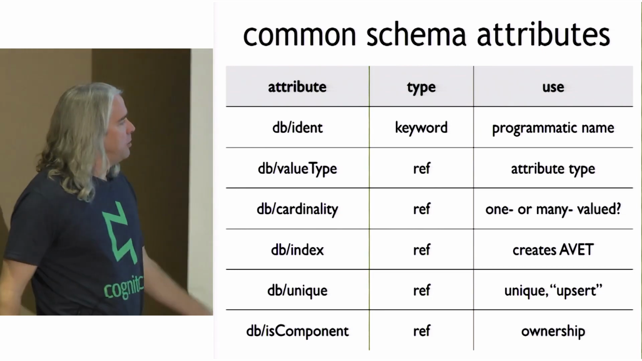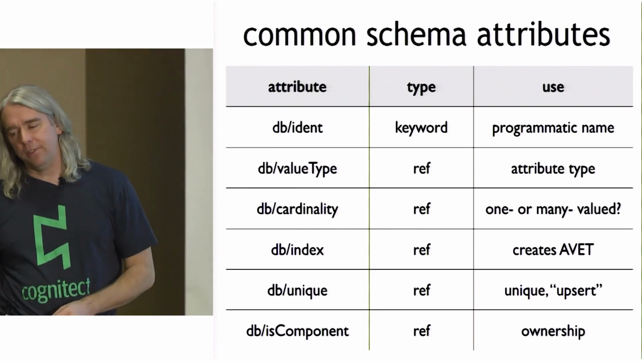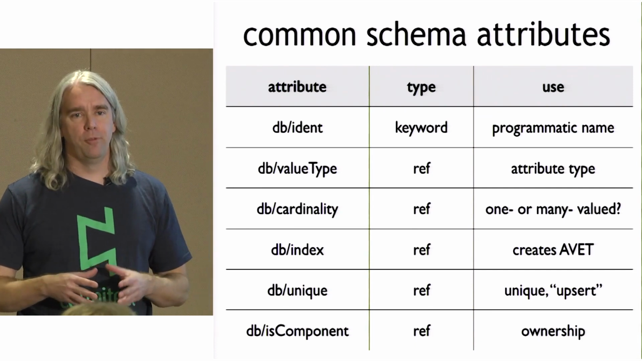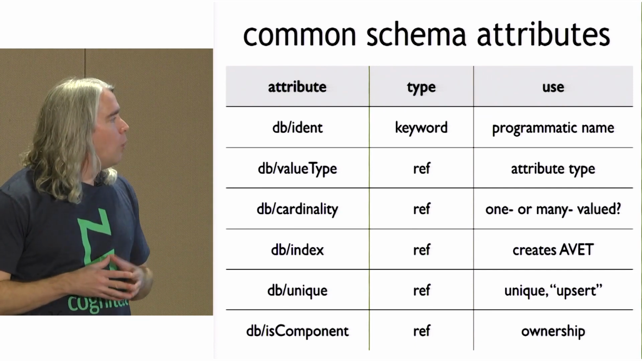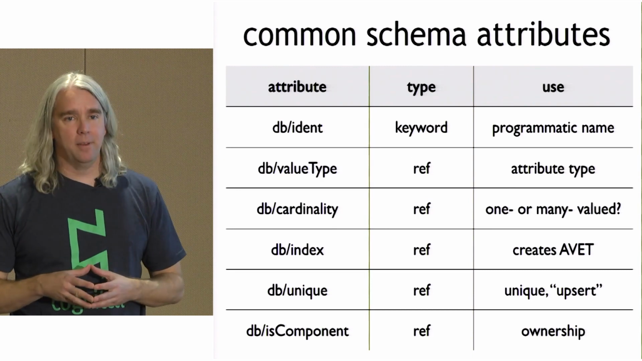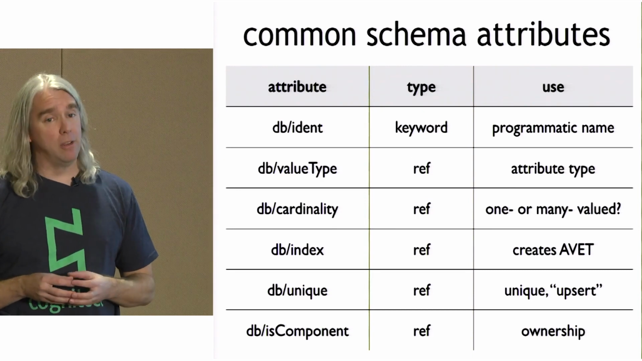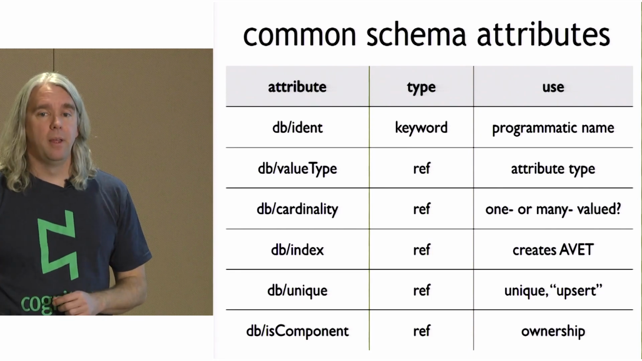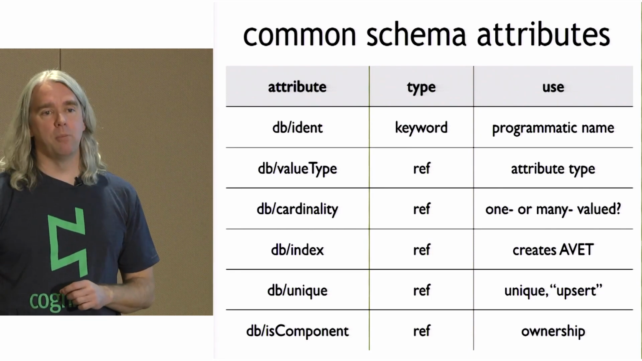For an attribute, you're going to specify db/index. I told you before that Datomic creates lots of different sorts for datums. There's one sort that is not created automatically, and that's the one that allows lookup by value, AVAT. You can turn that one on with db/index true. I recommend turning this on across the board.